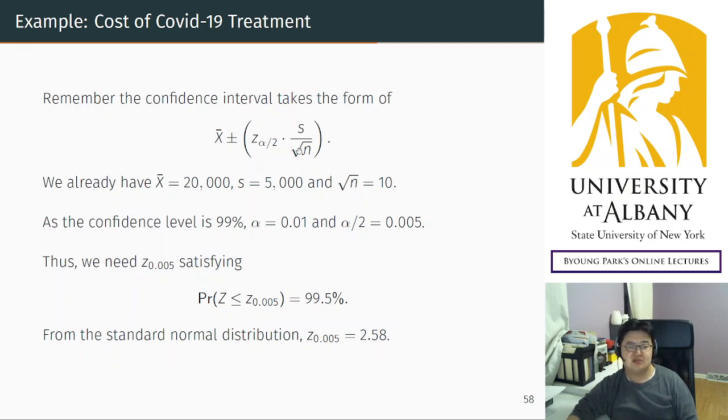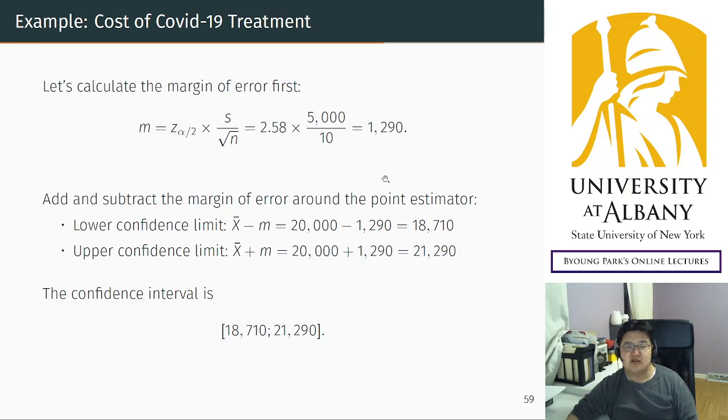This is it. So first, calculate the margin of error. Margin of error is the z-value times the standard deviation divided by the square root of the sample size. So calculate that: 1,290. And from the sample average, add and subtract. Then you get these numbers. The confidence interval is given by this.